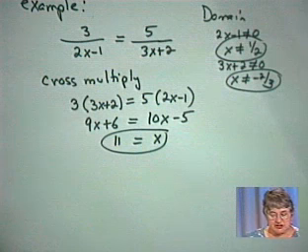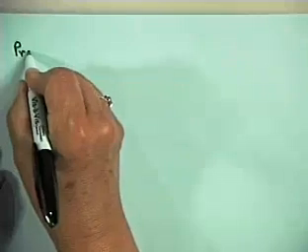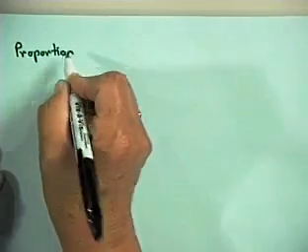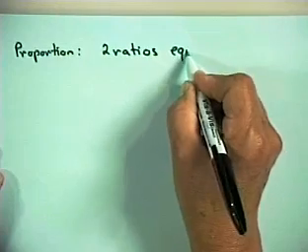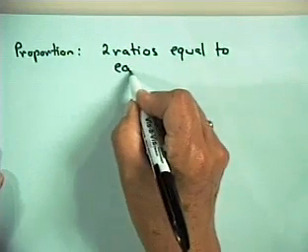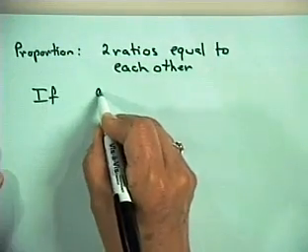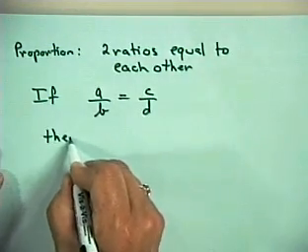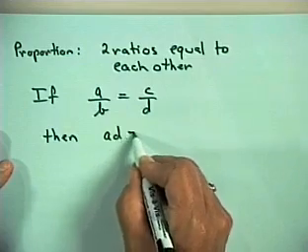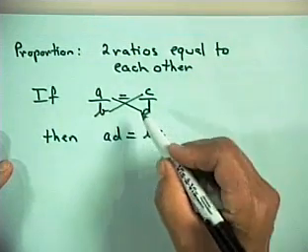So proportions are very useful. A proportion is nothing but two ratios that are equal to each other. So if we have the ratio A over B equals C over D, then we can say that A times D equals B times C, because we cross multiply. A times D equals B times C.